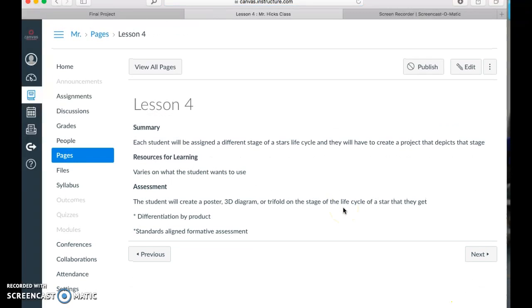The last lesson for the last standard, I used differentiation by product and a standard aligned formative assessment. And for this lesson, each student will be assigned a different stage of a star's life cycle, and they'll have to create a project that depicts that stage. And that project would be up to them, whether it be a poster, a 3D diagram, or a trifold. So that's where you get the differentiation of a product. And then obviously the formative assessment aligns up with the standard.